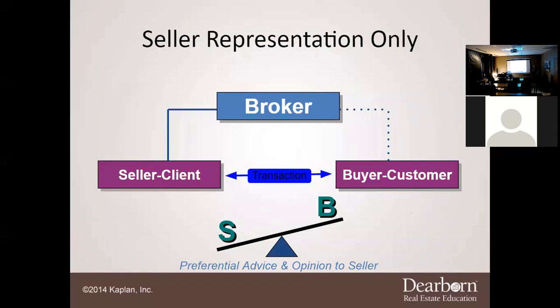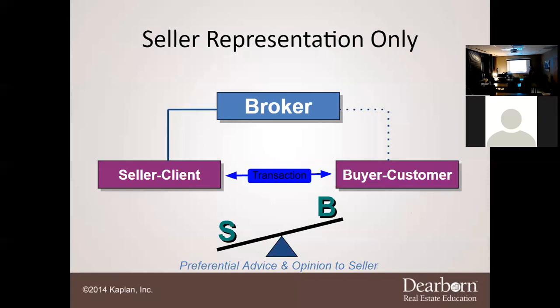Okay? So this kind of shows you that nice little chart. When you're representing only the seller, not the buyer, if you notice the solid line from broker to seller client, look at that line. It's nice and what? It's solid. While the other line from broker to buyer is dashes. Because this buyer is a what? Customer. A customer. So if they're a customer, do you owe them opinions, advice, and things to that nature? No. Okay? So the only person I owe responsibility to is the seller.